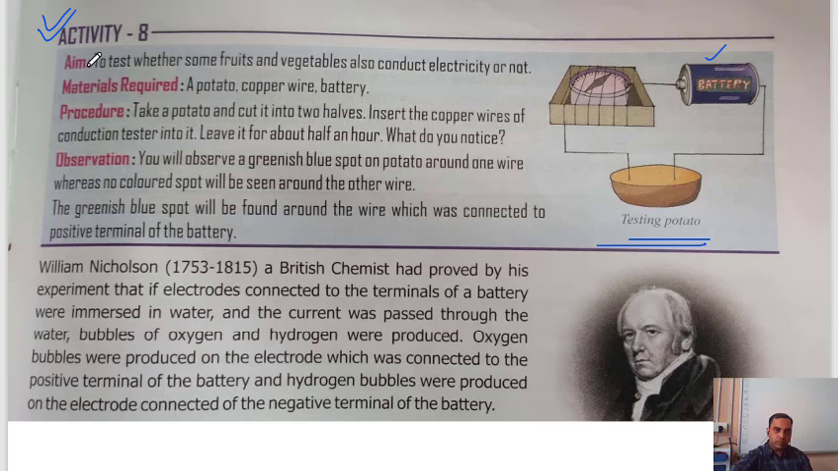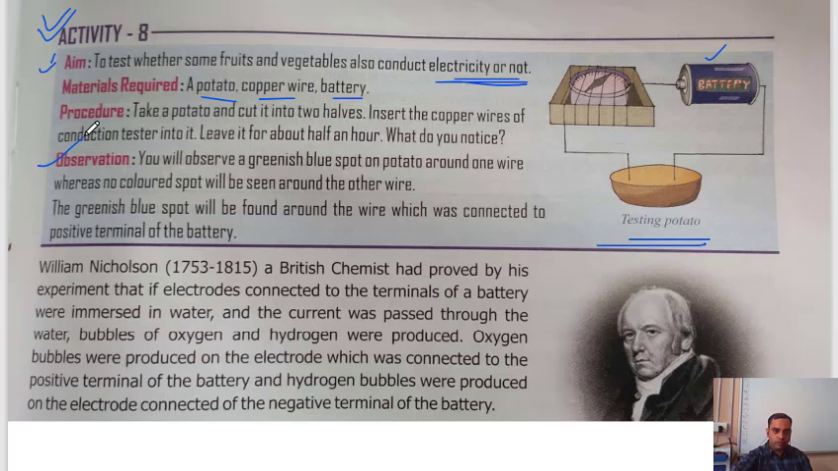What is the aim of this activity? To test whether some fruits or vegetables also conduct electricity or not. Because we know that fruits and vegetables contain water molecules, and through water electricity can pass. So what are the materials required? The potato, copper wire, battery. Procedure: now connect these three.